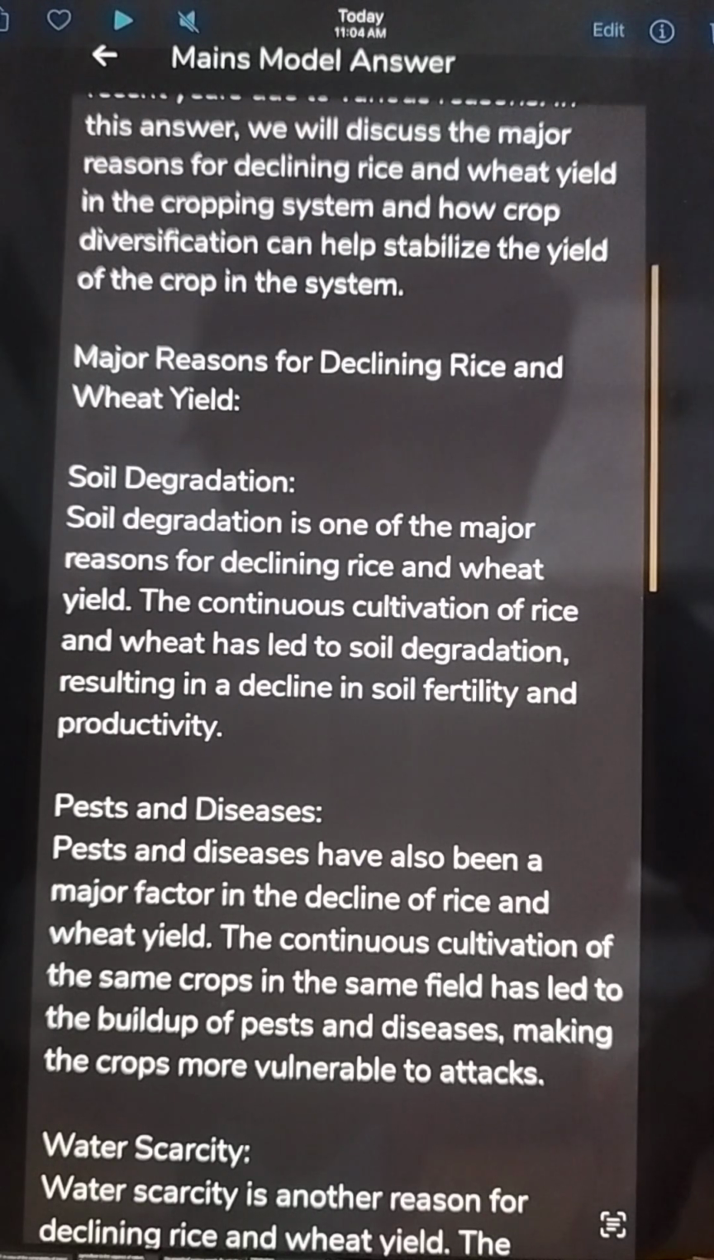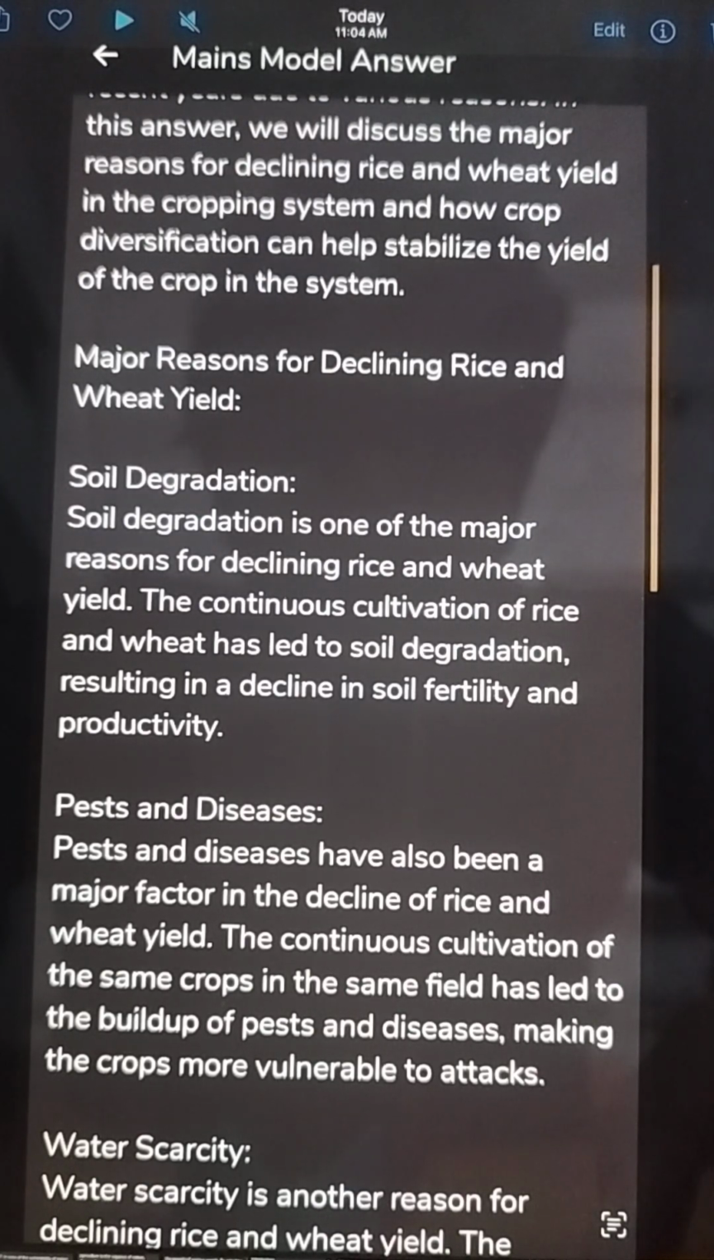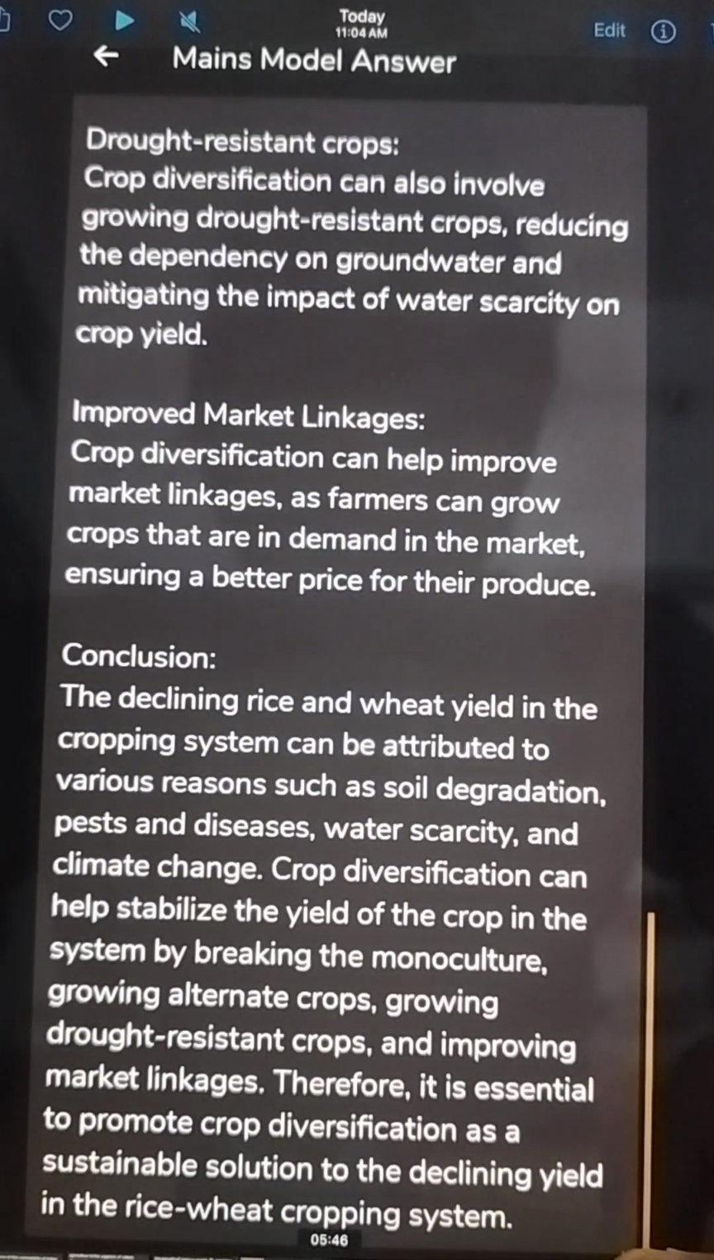Pest and disease have also been a major factor in the decline of rice and wheat yield. The continuous cultivation of the same crop in the same field has led to a build-up of pests and diseases, making the crops more vulnerable to attacks. And third is water scarcity.